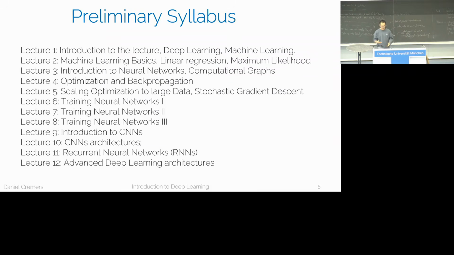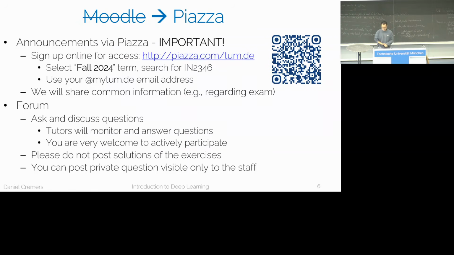So here's a preliminary syllabus of this course. We are going to cover these topics. You are going to be equipped with these skills and knowledge for deep learning. An important thing to know is we are moving from the official Moodle platform to Piazza because it's more friendly to online discussions. So make sure that you scan this QR code and join our class.